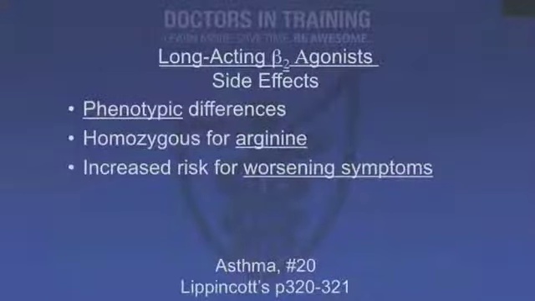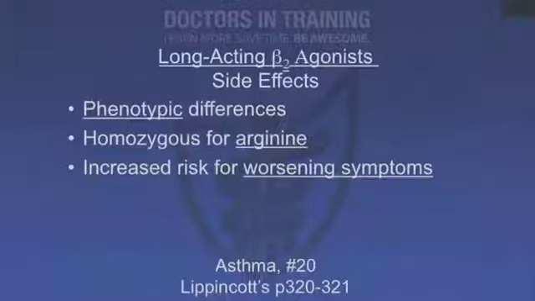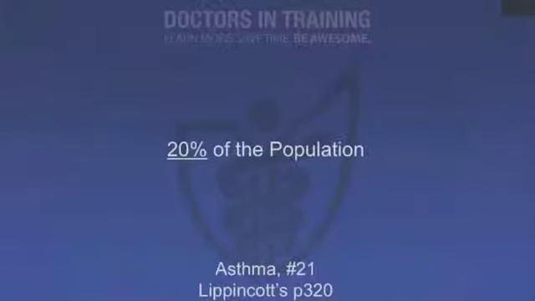One thing I want you to note in your study guide, probably on side effects of the long-acting beta-2 agonist, is to know that there are phenotypic differences between people in the response to the beta-2 agonist. And this will come up actually probably more often on a test than in real life, but there is a site on the beta receptor in the lung that for those patients who are homozygous for arginine, they will have increased risk of having worsening symptoms when you start a long-acting beta-2 agonist. That actually represents about 20% of the population.